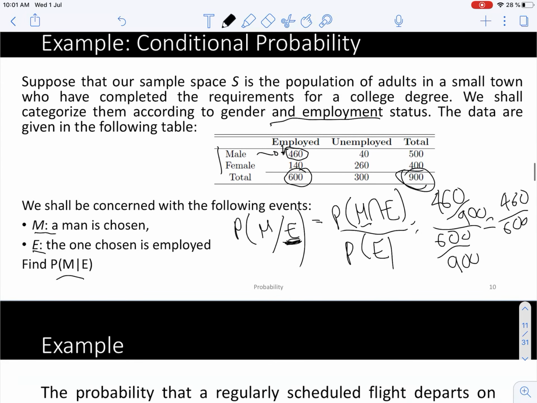Another way to solve this problem faster is that if you go to the table and you want to find the probability that the person is male given that the person is employed, so you know this piece of information, then you go right to the 460. So the probability the person is male, given that they are employed, is equal to the 460 men employed over the total number of employed. And of course you get the same result in that case.